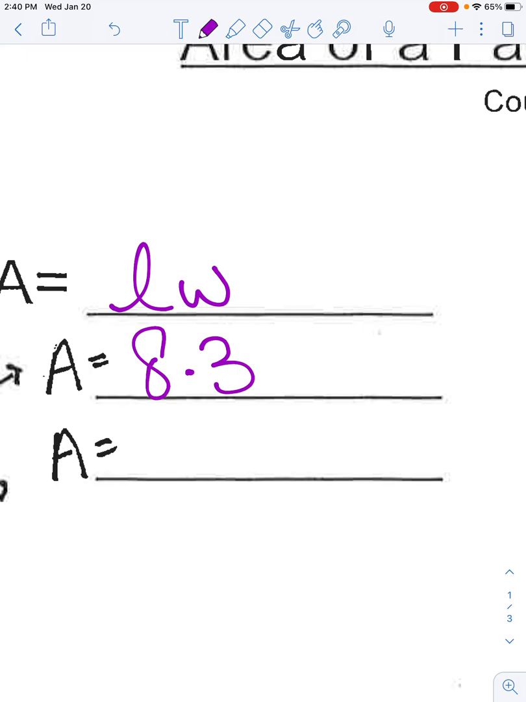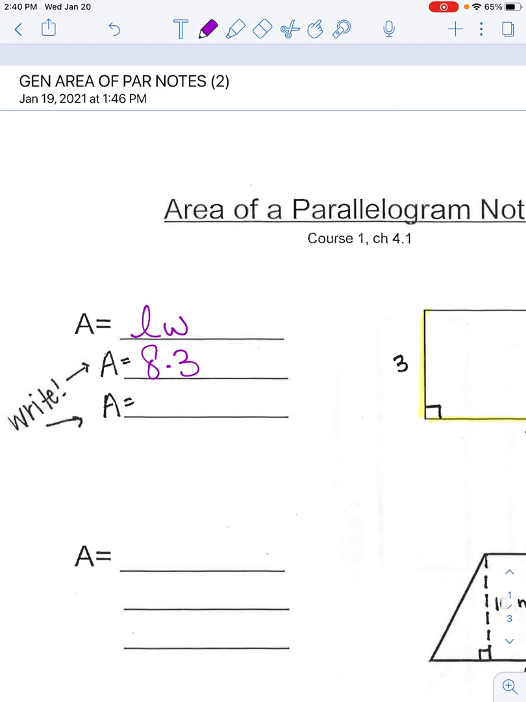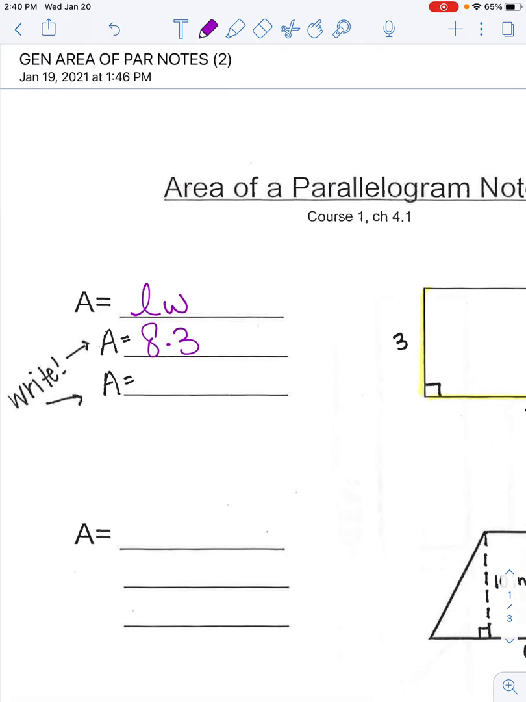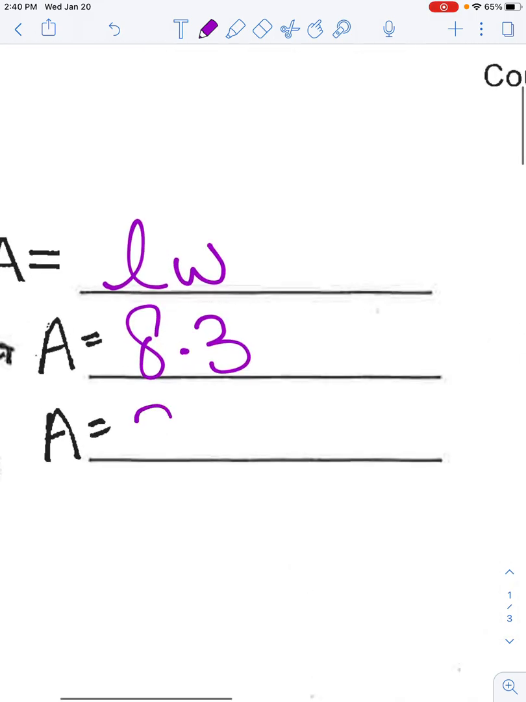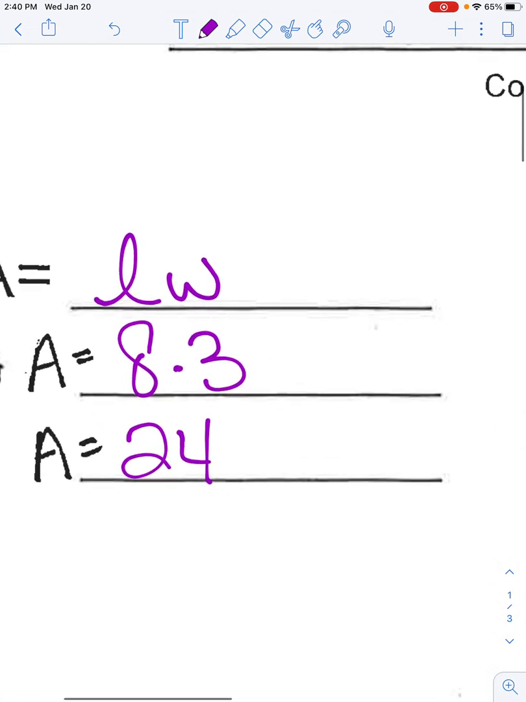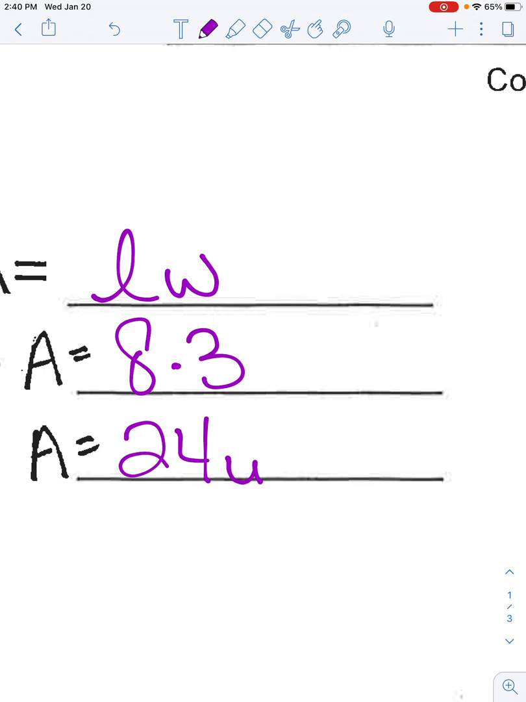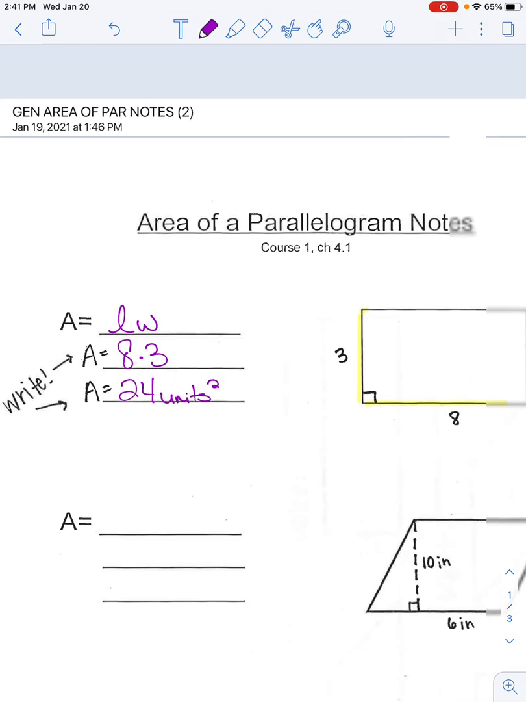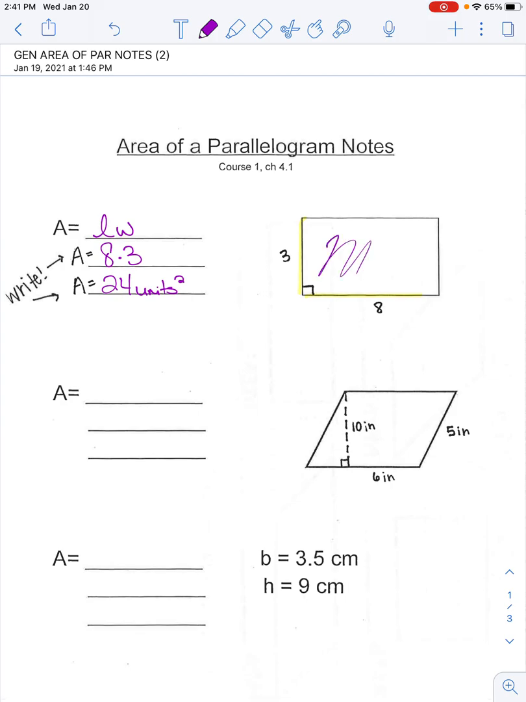Remember to use your dot or parentheses. Let's not use a times sign anymore, a multiplication or an X. And then we're going to solve on the third line. 8 times 3 is 24. This one did not have any units. It didn't say feet or inches. So we're just going to say units. And it's always squared when we're doing area. It's the amount of space inside this rectangle.